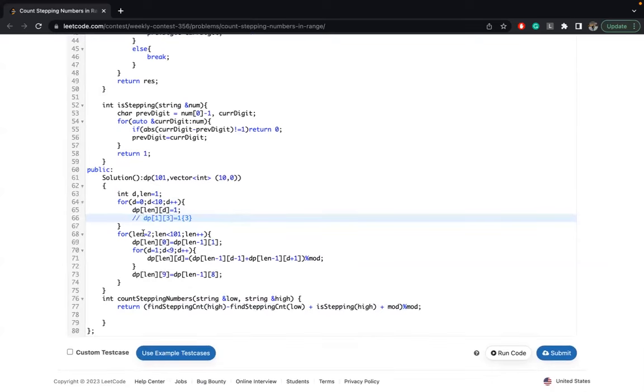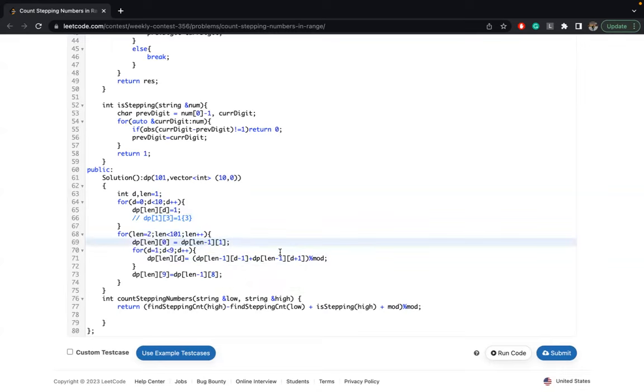And then for more digits, so for 2 digits to 100 digits, what I have done is I have used the previous length. I have calculated for 0 as well. If 0 is my most significant digit, then this will be used. So if I have D as most significant digit, then I'll look for D minus 1 as most significant digit for lesser number of digits. Okay, lesser number of digits.